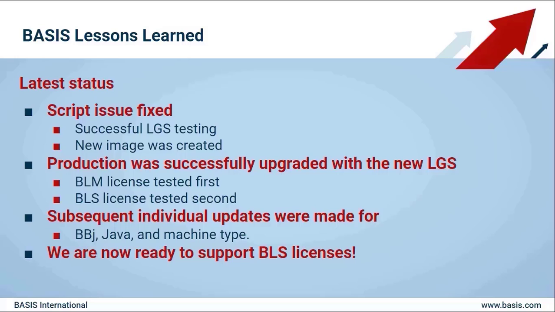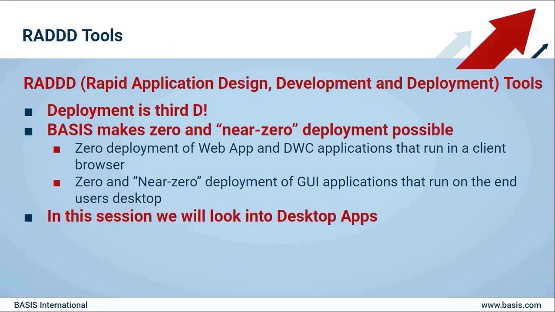Subsequent individual updates were made for BBJ, so we then updated BBJ and made sure everything was working, right? Piecemealed it. Then we upgraded Java from 11 to 17, and then we boosted the machine type from a 2-processor system to an 8-processor system. And now we're ready to support BLS licenses.